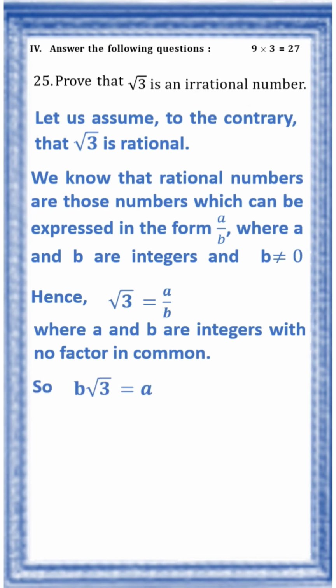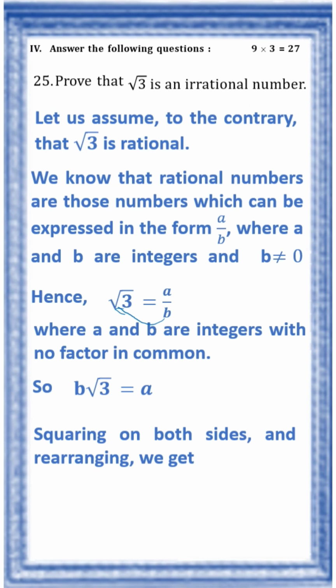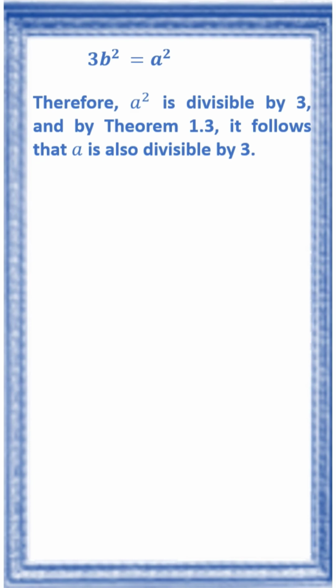So, transposing b here, b root 3 is equal to a. Now squaring on both sides and rearranging, what happens? b square, root 3 whole square is 3, and a square is a square. So 3b square is equal to a square. Therefore a square is divisible by 3. And by the theorem, it follows that a is also divisible by 3.